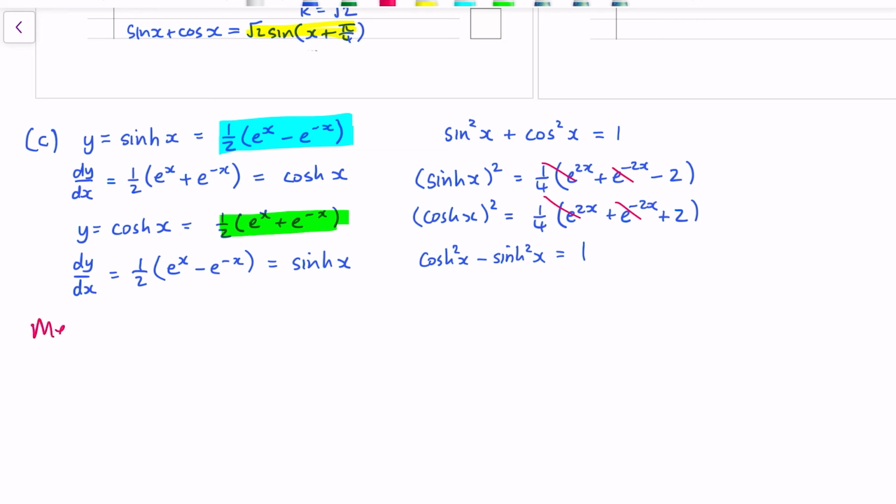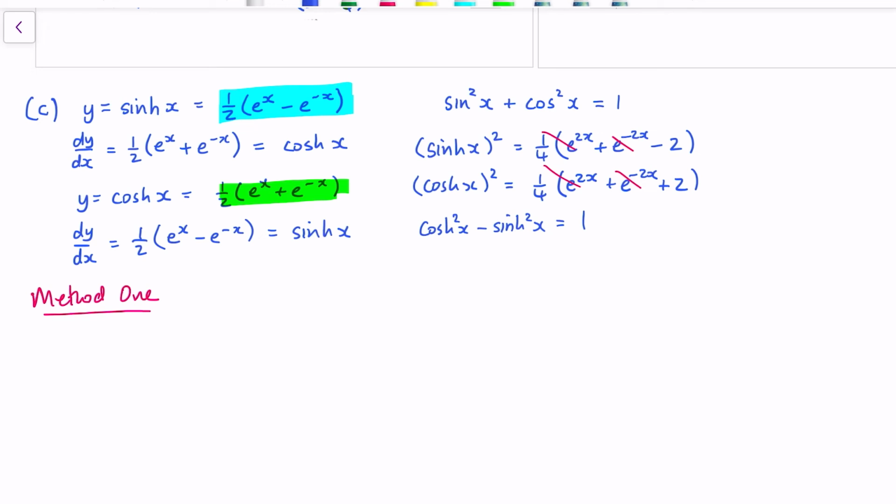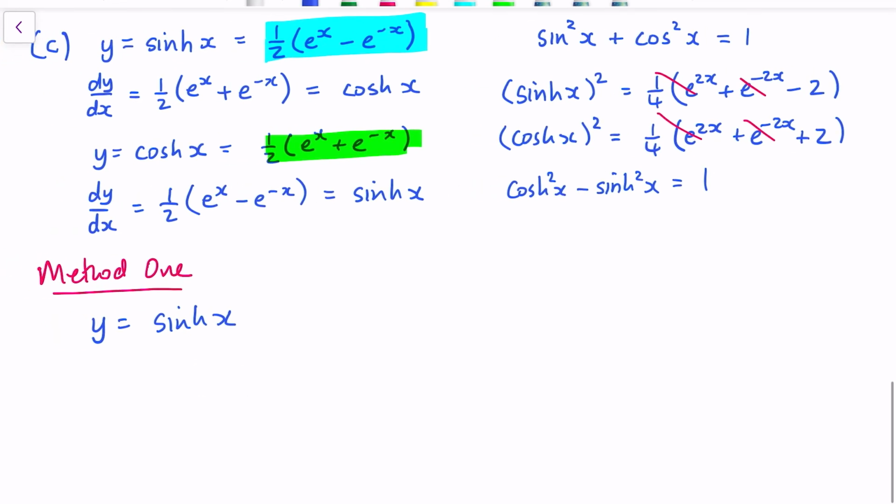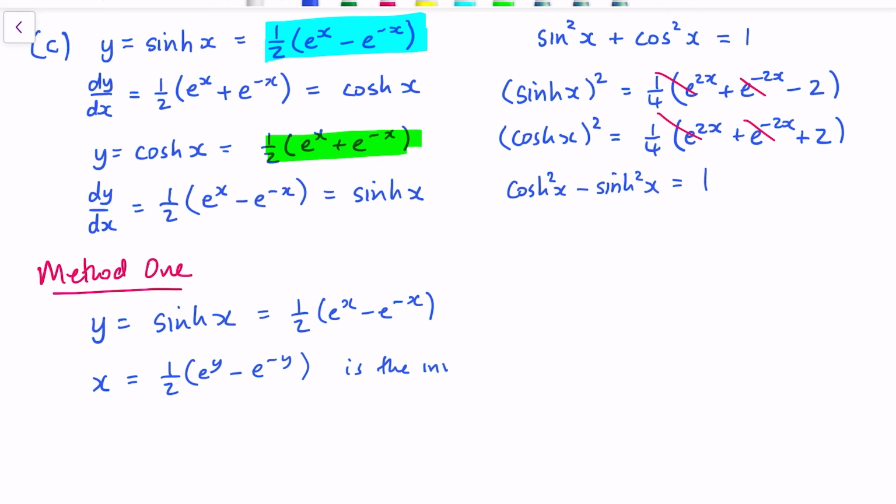differentiation. Method 1. Okay, we start off with y equals sinh of x, and we know that that equals a half e to the x minus e to the minus x. The inverse function is literally x equals a half e to the y minus e to the minus y. Okay, in other words, y in this case is equal to the inverse hyperbolic sine function.